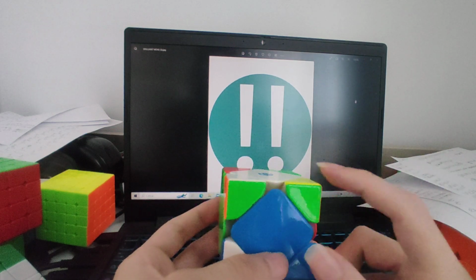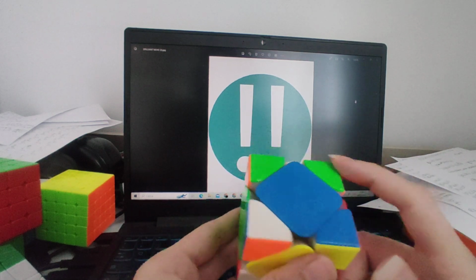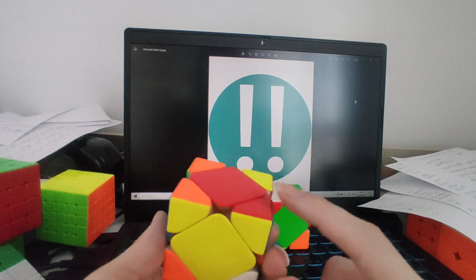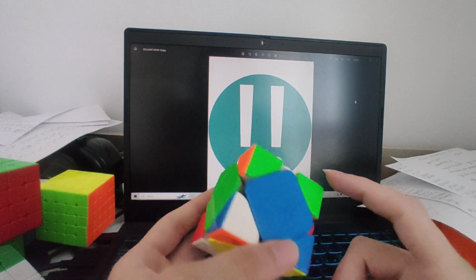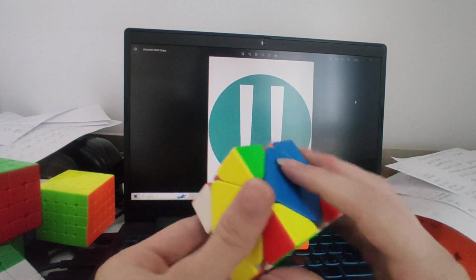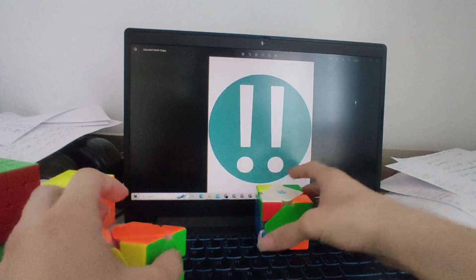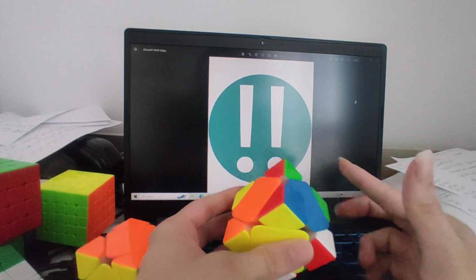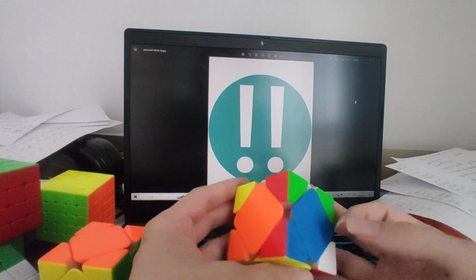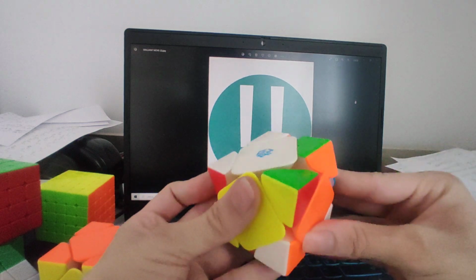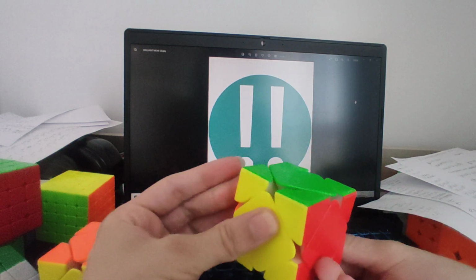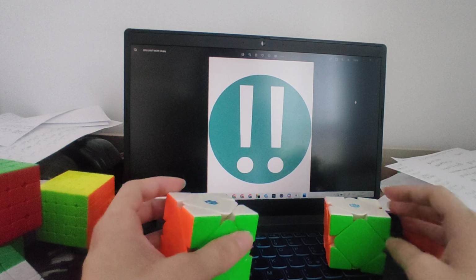Basically, the way to do this is you put this corner here. So you assume this is solved. You put this corner here, and then you have this 3-mover. And same thing for this. This is actually a bit easier to execute, because you do that, and then 2 moves.